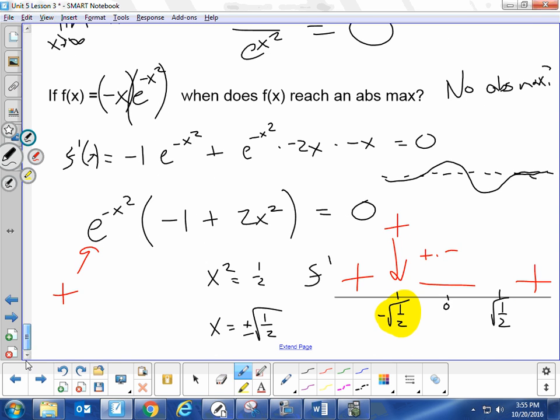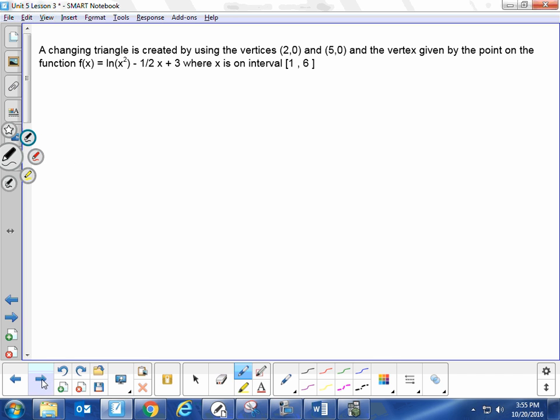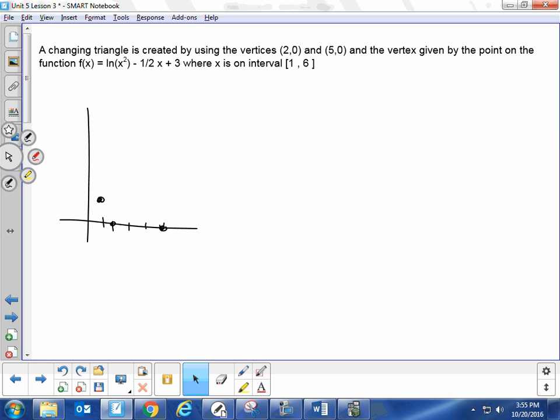Next question, different type of question using logs. So a changing triangle is created by using the vertices 2, 0, and 5, 0. So here's 2, 0. Here's 5, 0. And a vertex given by the points on the function log of x squared minus 1/2 x plus 3, where x is on the interval from 1 to 6. So I have some function. I don't know what it looks like, but I have like another point that could be like anywhere. And it might even be here. It might be a negative, okay?